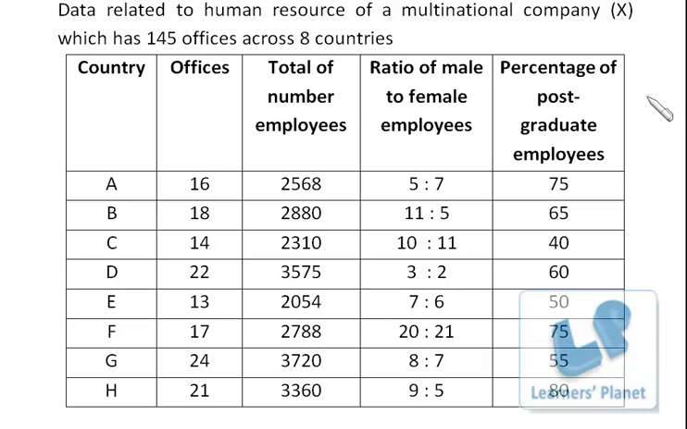Hello friends, in this session I'm going to discuss the doubts from the data interpretation section. Here the first set of questions is data related to the human resources of a multinational company X which has 145 offices across 8 countries, A to H. The number of offices is given, the total number of employees is given, the male to female ratio is given, and the percentage of postgraduate employees is given.